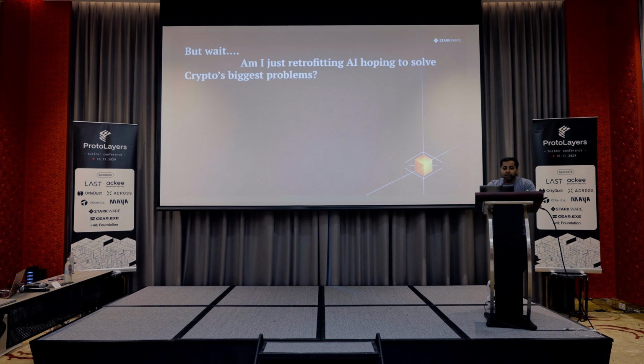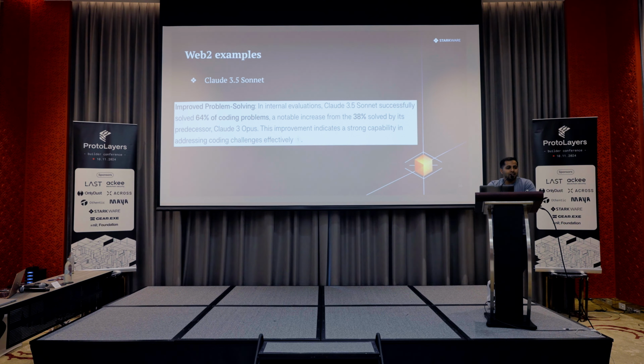But am I just retrofitting this whole AI thing to make you feel that I am smart? No. I think the best proxy is just to look at Web 2. Claude 3.5 Sonnet is able to solve 64% of coding problems. This was, I think, six months ago. I hear rumors a new version of ChatGPT is coming out next month-ish, and it's probably going to blow past these records as well. So I don't know, I mean, Web 2 examples seem pretty solid. So why is Web 3 left behind?